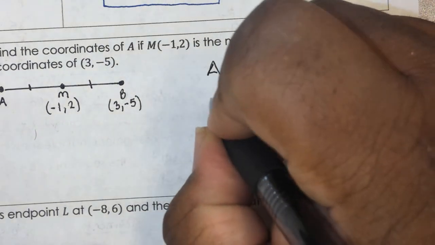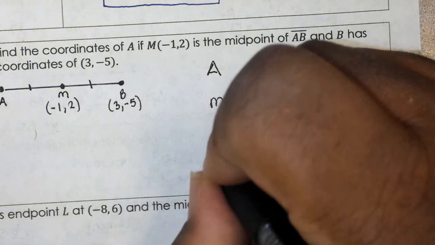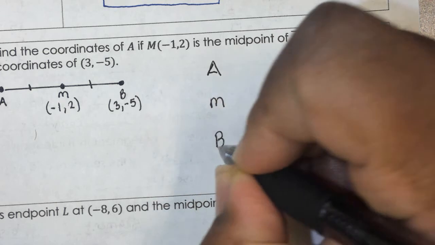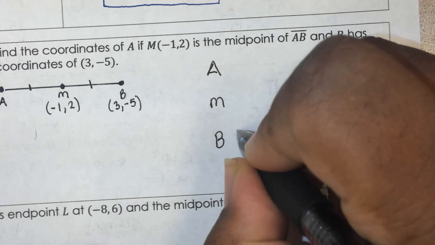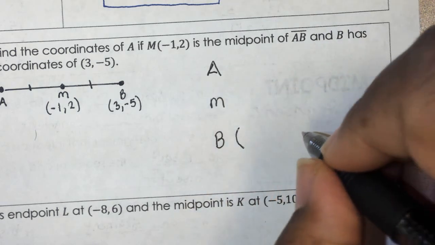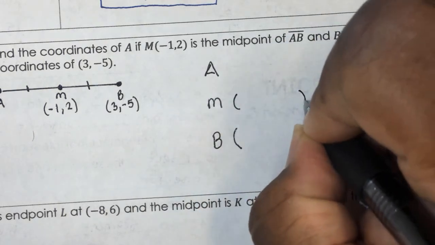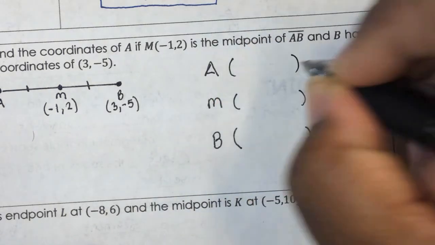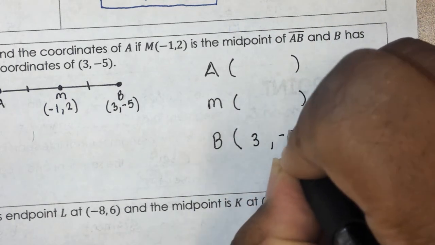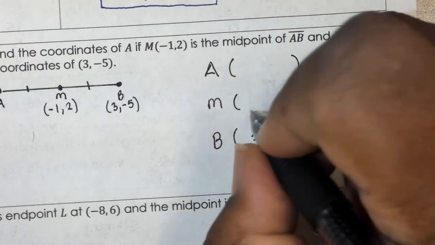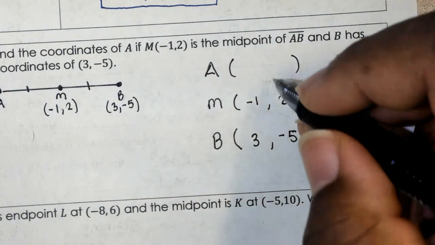And then I have my midpoint. I'm going to write under that M. That's what I have. And I also have point B. So I'm going to write my points in here. B, we said, was 3, -5. M was at -1, 2. And we don't know where A is.